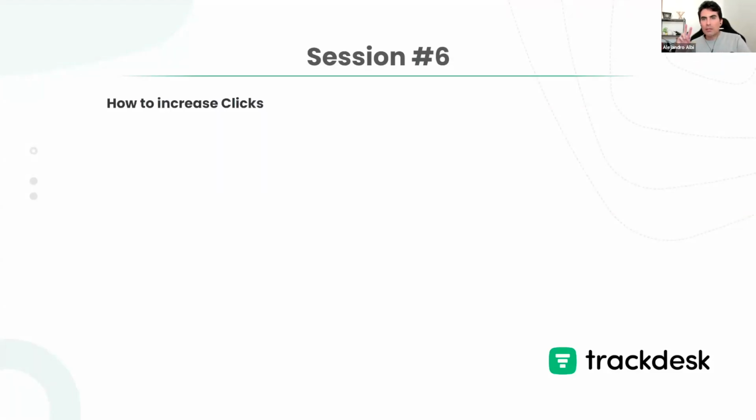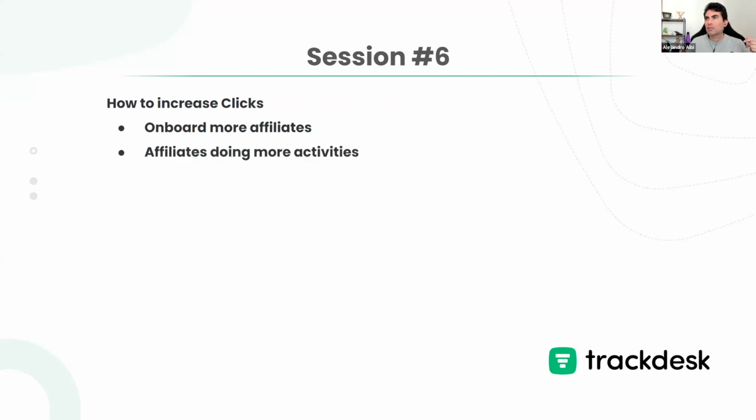There are 2 things that we can work on increasing more or less easily. The first one is the clicks. We can play some games. We can try different strategies. We can do different things with affiliates. We can do different things in our program to increase the number of clicks that we're generating. And typical ones are to onboard more affiliates. Of course, more affiliates typically means more clicks.